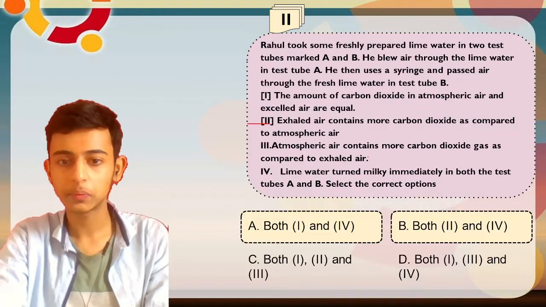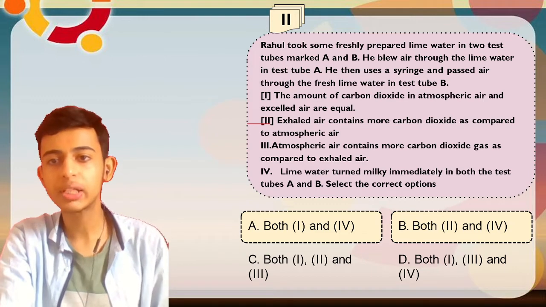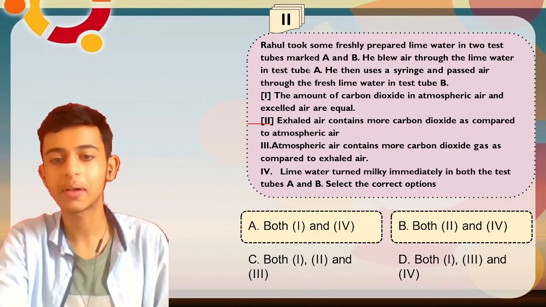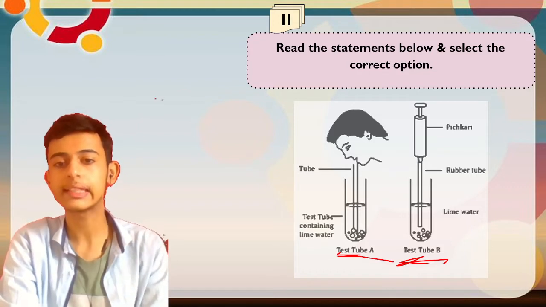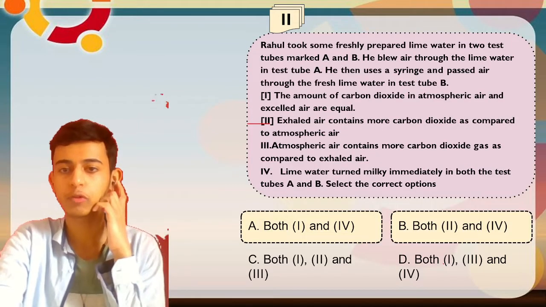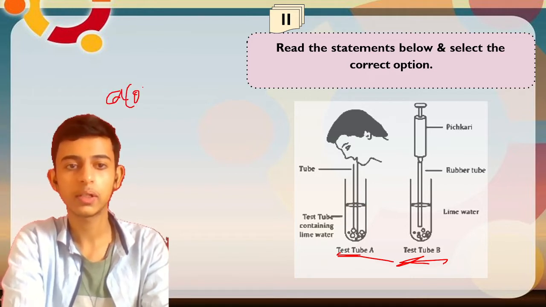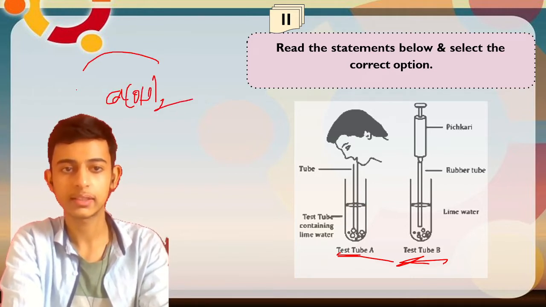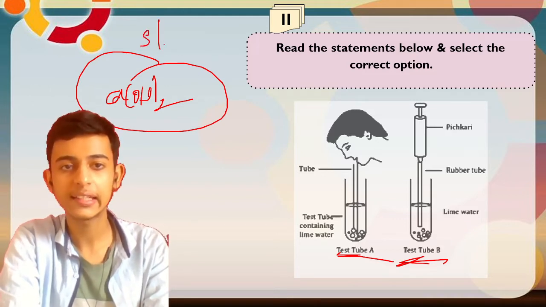So here are some of the statements. Rahul took some freshly prepared lime water in 2 test tubes marked A and B. So this is test tube A, this is test tube B. So he's taking what? Lime water. What is lime water, guys? Lime water is Ca(OH)2. This is lime water. I hope you know. Or you can say slaked lime.